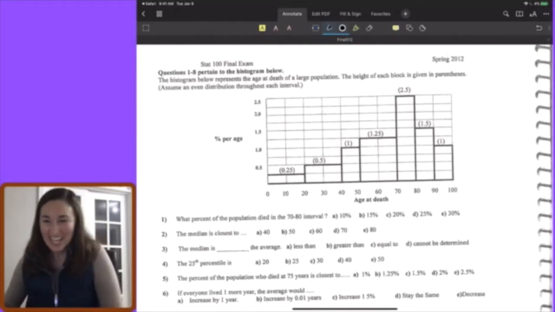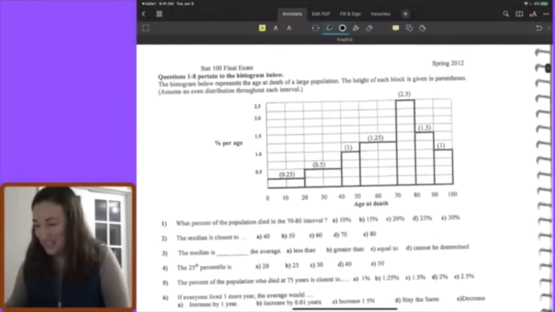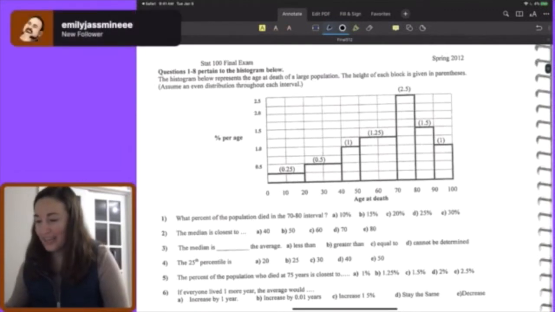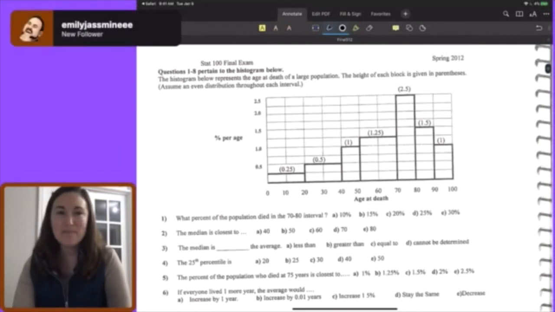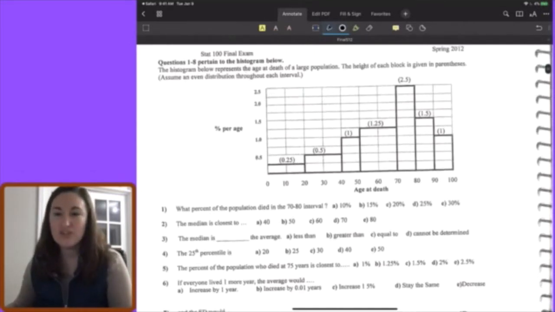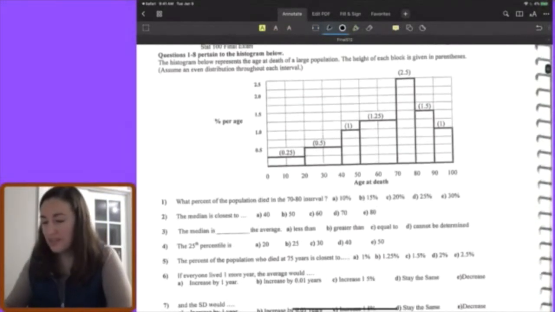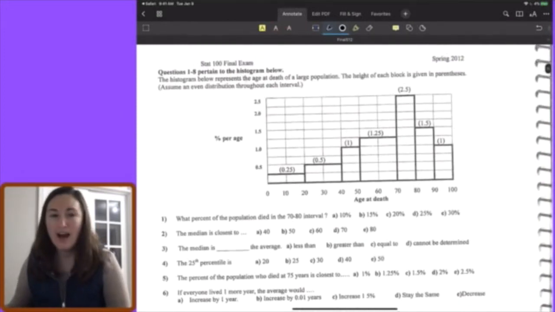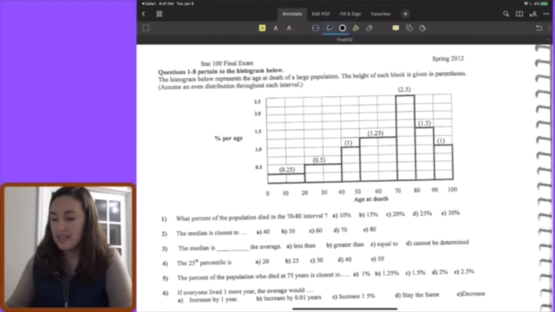Okay, let's go. We have a histogram here, and it says we're looking at the age at death of a large population. And it says the height of each block is given in parentheses. We want to assume an even distribution throughout the final. So these questions are just asking about the histogram. What I would do in this scenario is figure out, okay, what are the percentages? Because I'm guessing it's going to ask me about that. So to find the percentage for each block, we're just going to take the width times the height. So that's going to be the area of each block.